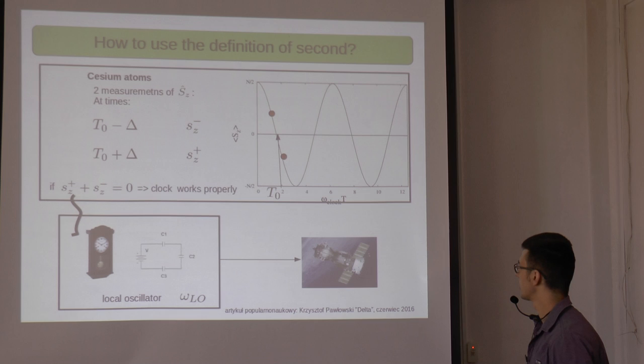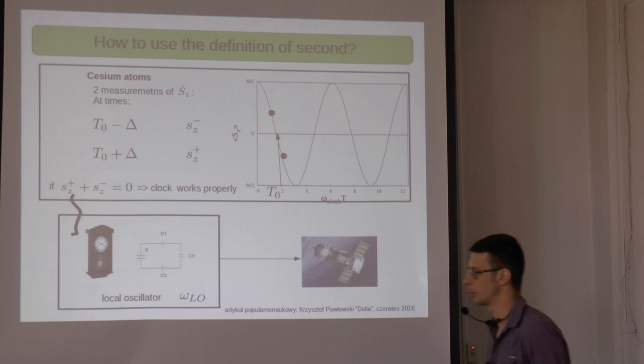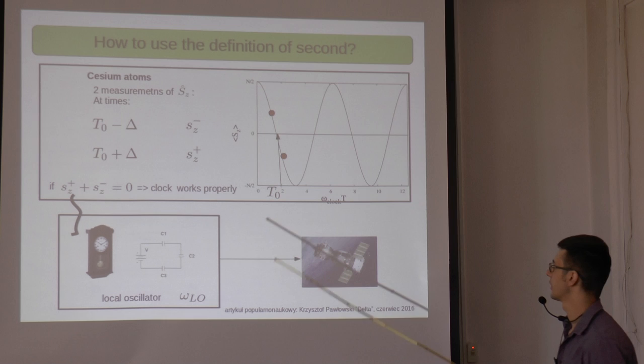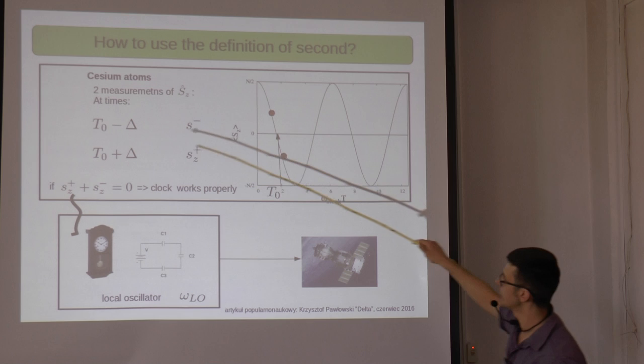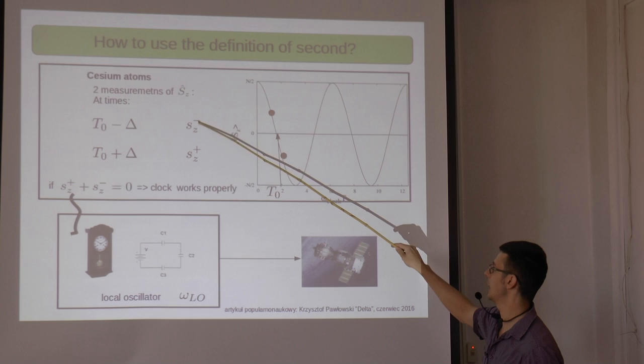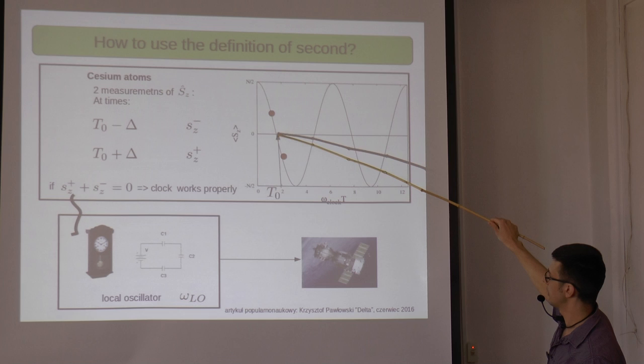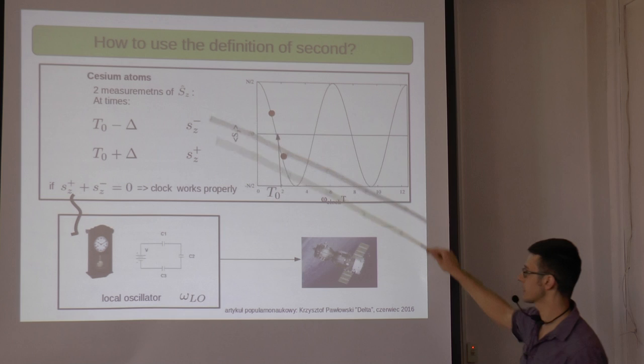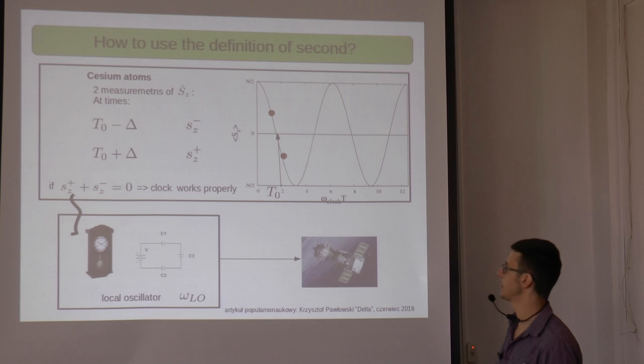And there is some practical issue, at least in this laboratory with which I was collaborating. They were doing two measurements. They were doing one measurement at the time T0 minus some delta. The result of this measurement is Sz minus, and the next measurement a bit later, at the time T0 plus delta. And the result of the measurement is Sz plus. And from these two measurements, they were trying to estimate this mismatch between this and this. But only two measurements were taken.